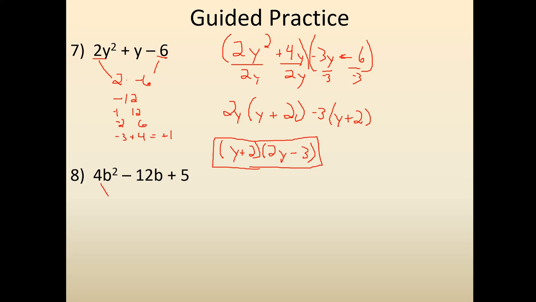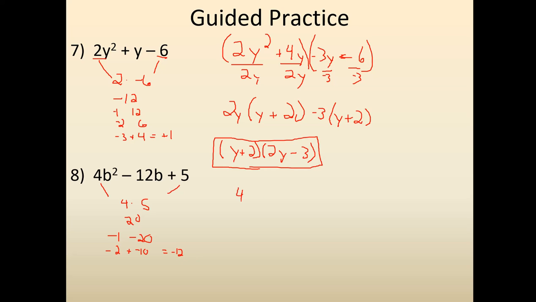This one, 4 and 5, multiply to get us 20. So two numbers that will end up adding to negative 12. This means that since this is a positive and this is negative, both of my numbers actually have to be negative. So let's see, it's going to be -1 and -20. That doesn't work. -2 and -10. That works, so I can actually stop right there. Adding these two numbers does get me -12.